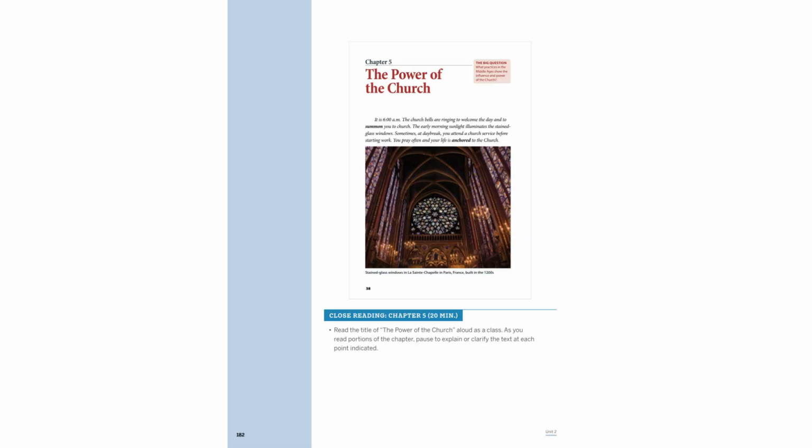Church bells ring at dawn, calling you to prayer. The early light shines through stained glass windows, a testament to the Church's influence. Daily life revolves around the Church, with frequent prayers and services. This routine highlights the Church's central role in medieval life, shaping both spiritual and social aspects of the community.